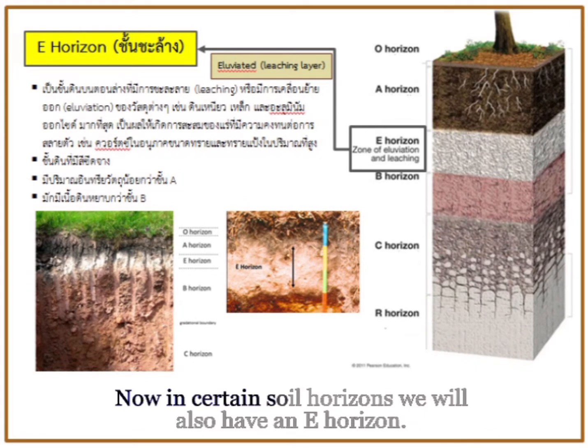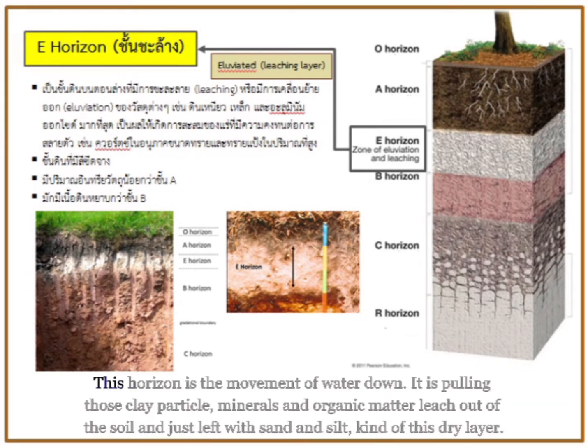Now in certain soils, we will also have an E horizon. This horizon is where water moves downward. It pulls clay particles, minerals, and organic matter out of the soil, leaving just sand and silt, kind of a dry layer.